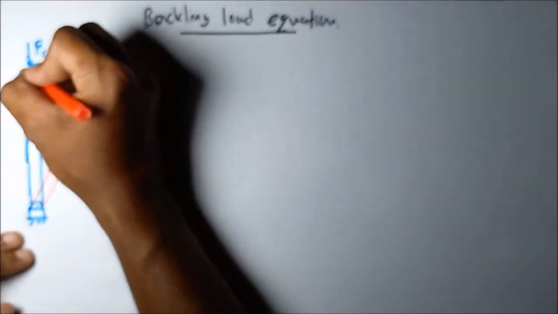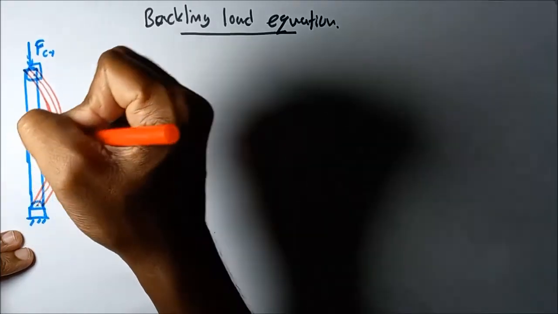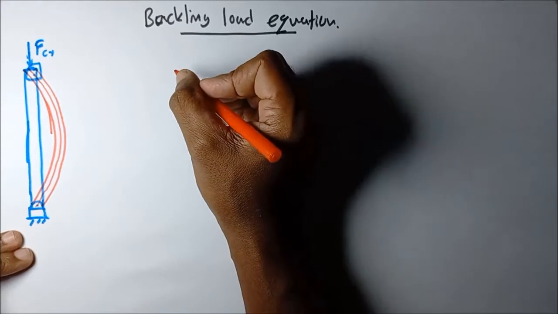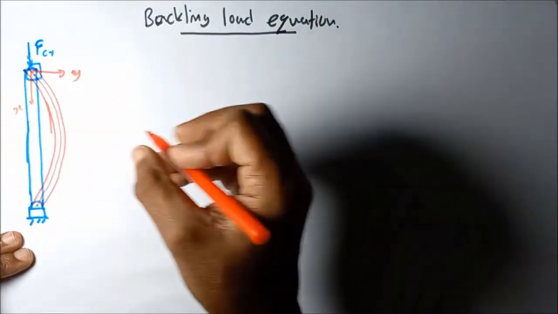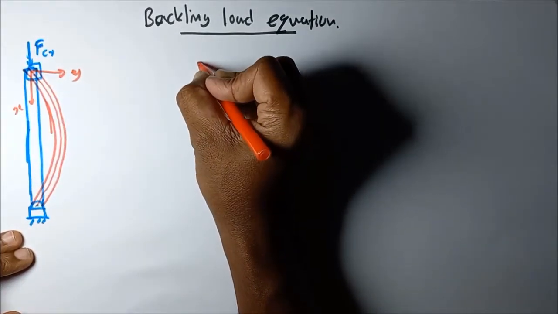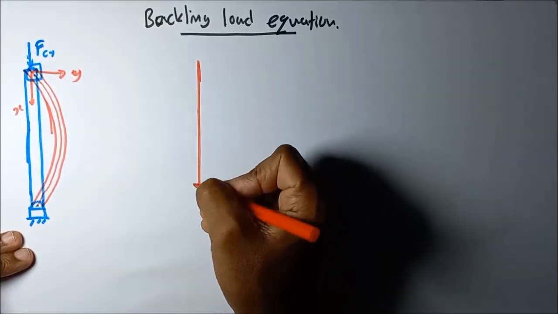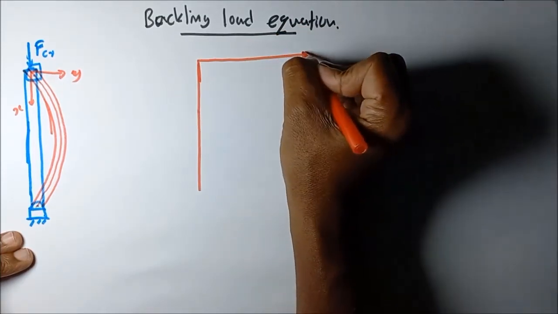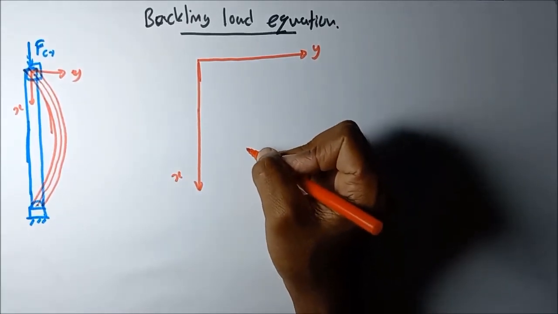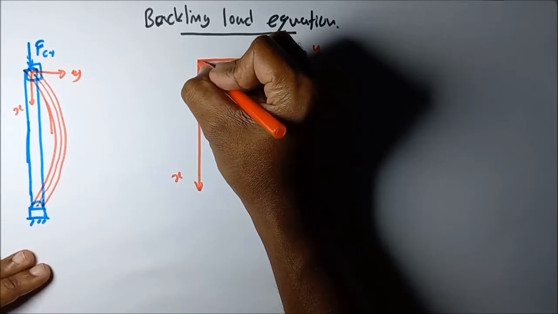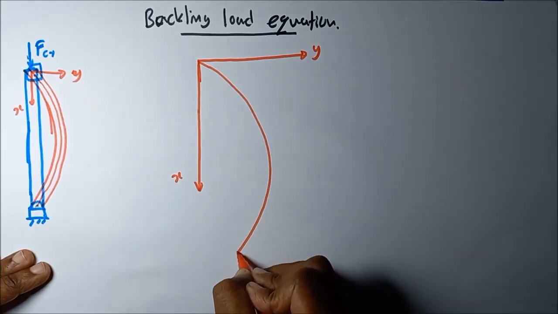So I will draw the neutral axis of the column to make this calculation easier. Let's assign the coordinate system also. Here y, here x. This is our y axis, this is our x axis. This is the neutral axis of our column. I will enlarge and draw this one.